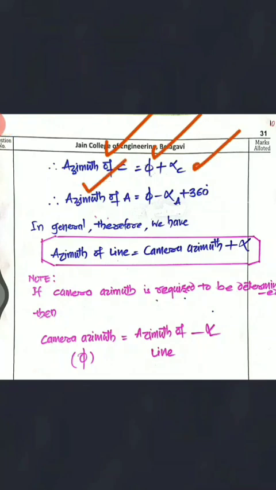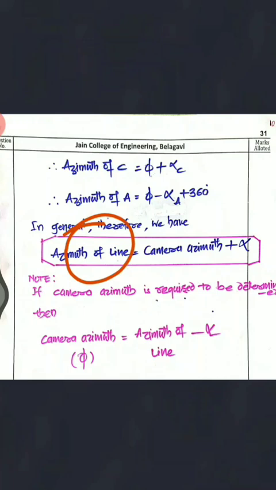Then azimuth of A is equal to camera azimuth minus alpha A plus 360 degrees. Now it is going to change depending on the location of A, right? In general we have azimuth of line is equal to camera azimuth plus bearing, that is alpha. A small note: if camera azimuth is required to be determined, and you know the azimuth of that particular line or object and its bearing, then you can easily determine the camera azimuth. Camera azimuth is equal to azimuth of line minus bearing.